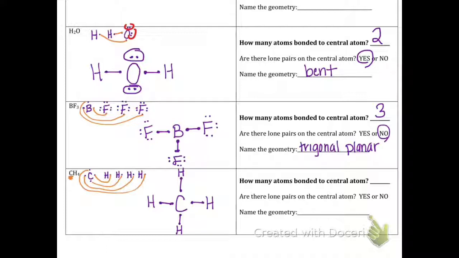Okay, how many atoms am I attached to? 4. There are no lone pairs. The only shape that 4 has is tetrahedral.